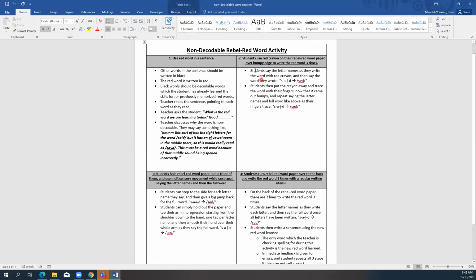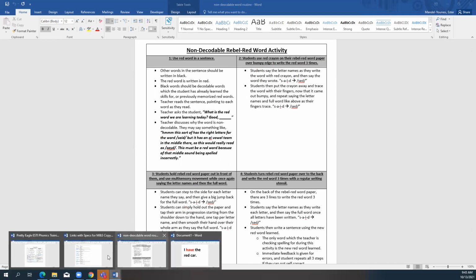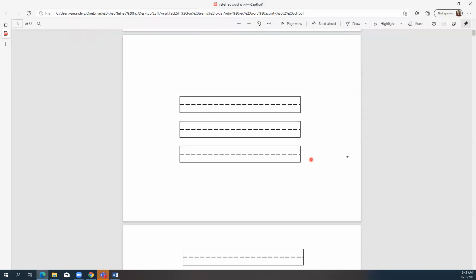Step 2, students use the red crayon on their Rebel red word paper over a bumpy edge to write the red word 3 times. And I'm going to show you what this would look like in the packet. Where is my Rebel red word packet? Oh, there it is. Okay. The first thing you're doing with the students is you're taking this side of the paper. And if you would rather just use regular paper, that's not bad. You know, it's fine. You can use any paper really.